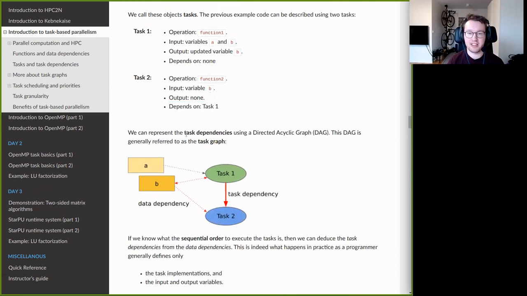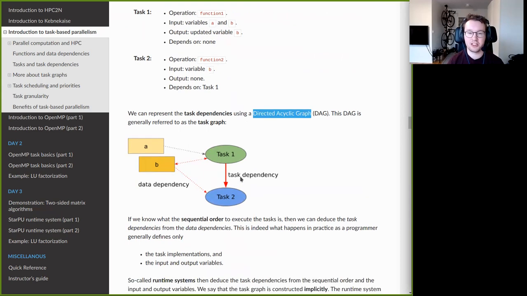And when we look at these task dependencies defined here, how these different tasks depend on each other, we can represent them using a directed acyclic graph called the task graph. So in this situation, it will look like this. Earlier we had data dependencies arising from the inputs to two functions. Here we actually have a task dependency between two tasks that have certain implementations, accept certain input and output, and then they have this dependency between them.